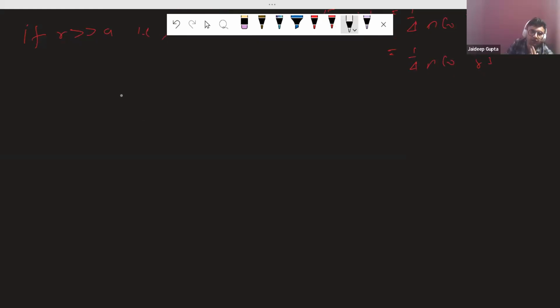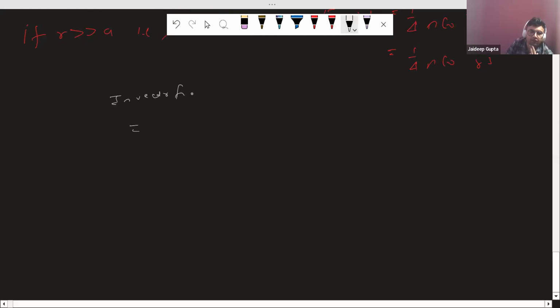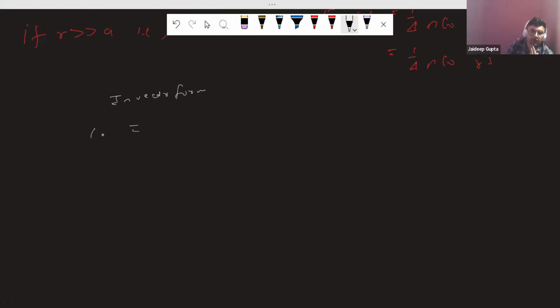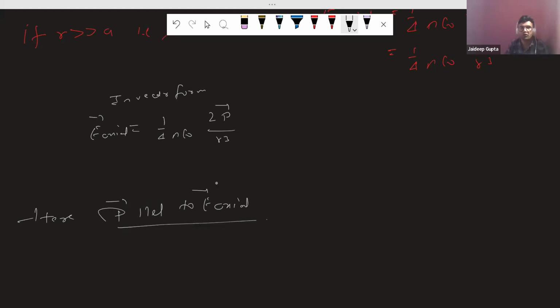So in vector form, if I write E axial equals 1 over 4 epsilon 2 P vector over R cube. Fine. Here, dipole moment is parallel to E axis. Note down.